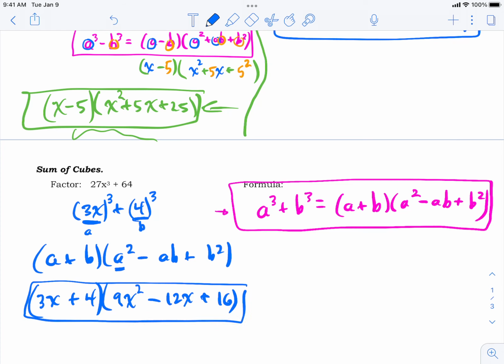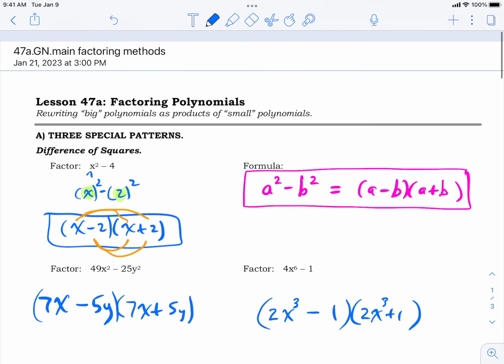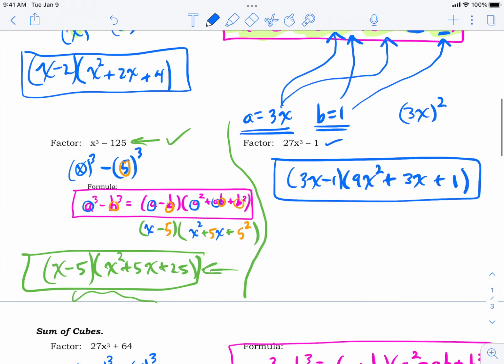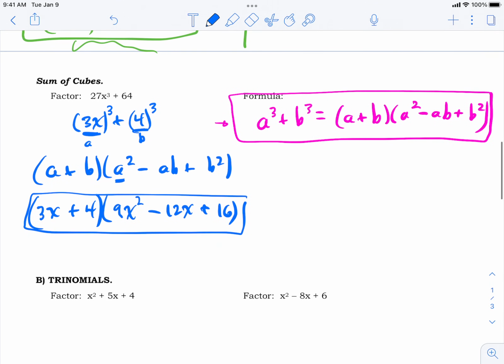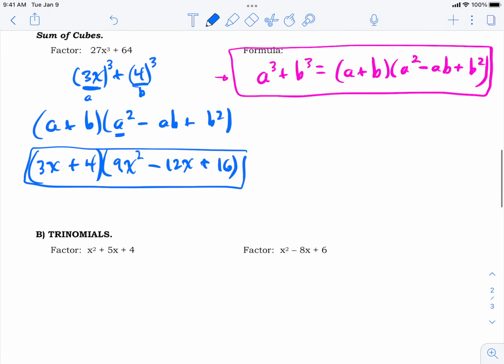Cool. So all of these that we've just looked at, these are our two-term situations, right? A difference of squares, a difference of cubes, a sum of cubes. If you have two terms, you want to see if they're one of those situations, because if they are, we've got formulas we can use.